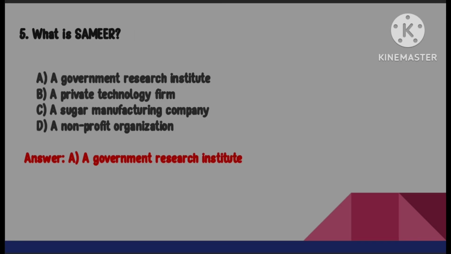And the next question is, what is Samir? Option A government research institute. Option B, a private technology firm. Option C, a sugar manufacturing company. Option D, a non-profit organization. And the right answer is option A government research institute.